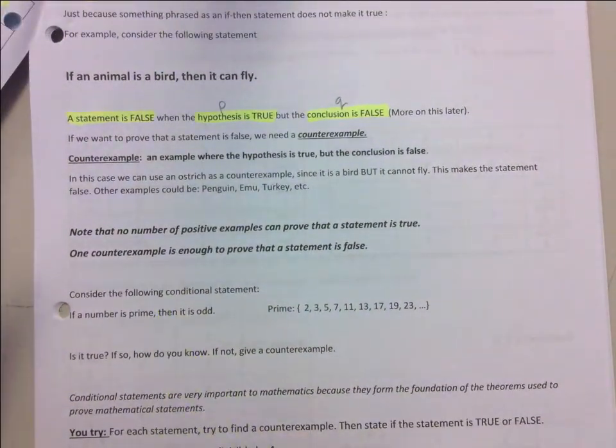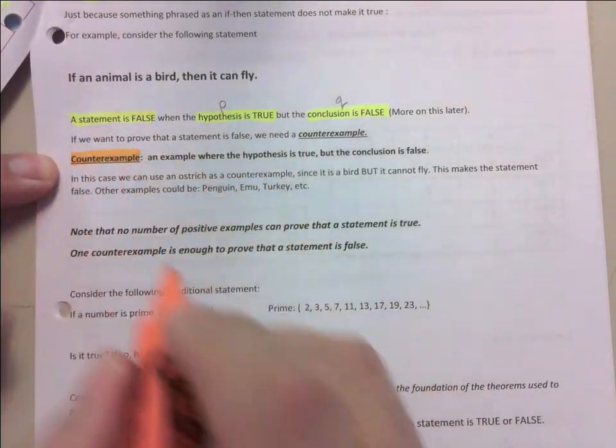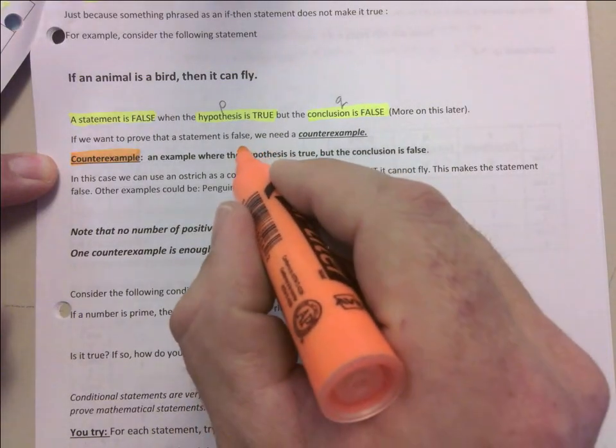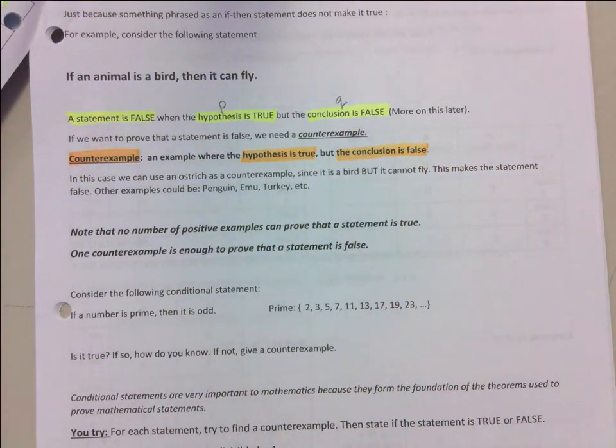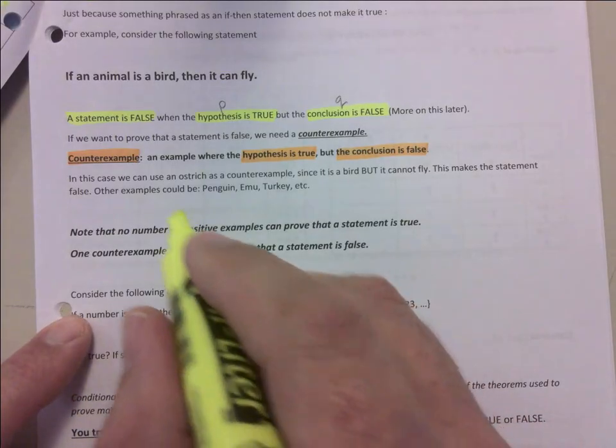So we need to prove it false. You just need one counterexample. That's where the hypothesis is true and the conclusion is false. If the question ever asks you, give me a counterexample, there is one. You just have to find it. If they say, do you think the statement is always true? Justify. You just need to find one counterexample and then the whole thing is false. You can no longer say that statement, right?